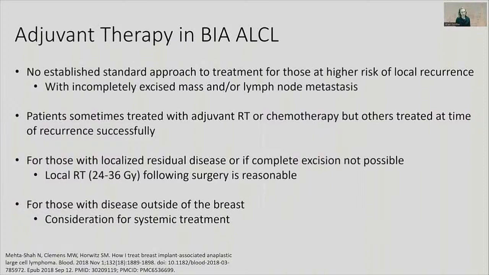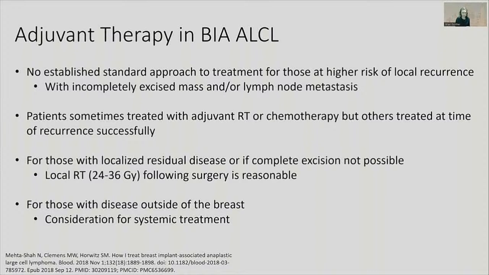What is the appropriate adjuvant therapy in breast implant-associated ALCL? In this How I Treat publication, we do have expert consensus to guide us. And basically, there's no established standard approach to the treatment for those at higher risk of local recurrence. And those patients are felt to be those with incompletely excised masses or lymph node metastasis. Patients are sometimes treated with adjuvant radiation or sometimes chemotherapy immediately after their surgical procedure, but other times patients are watched and successfully salvaged with those additional therapies at the time of recurrence.